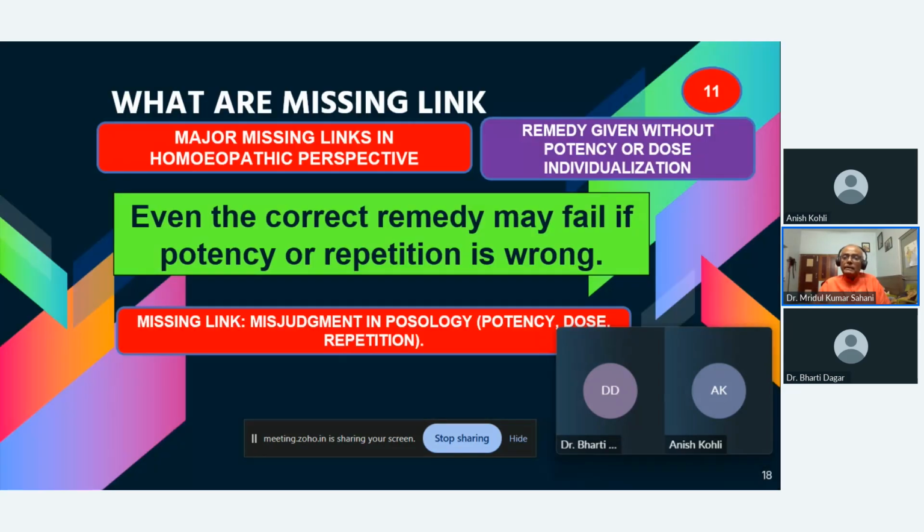This is an important thing. Then, the remedy is given without the proper dose or potency. Many a time we select the right remedy, but after selecting the right remedy, you have not selected the right potency. So again, this is another important missing link: misjudgment of the pathology, potency and dose. There is a definite law for selecting the potency.